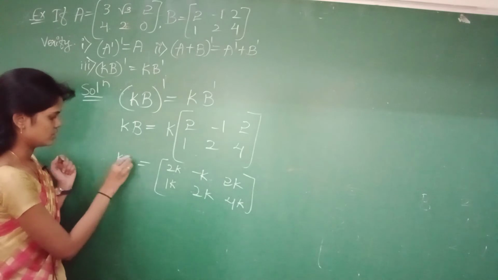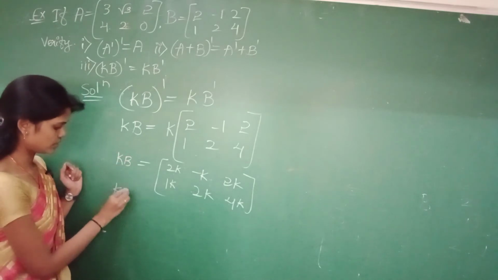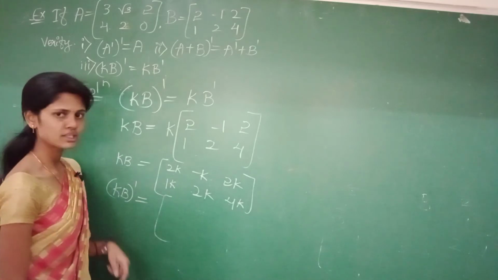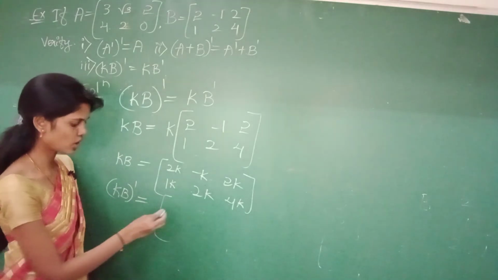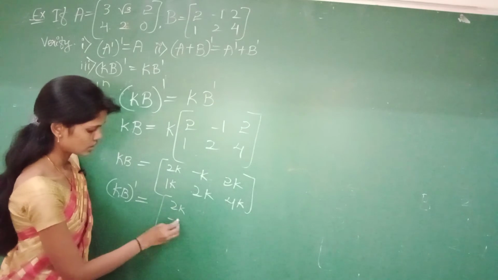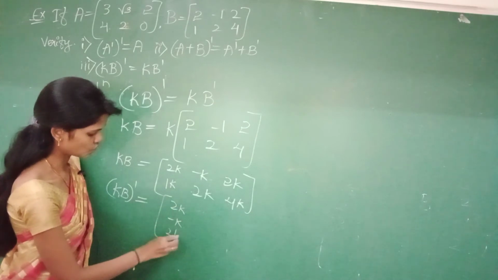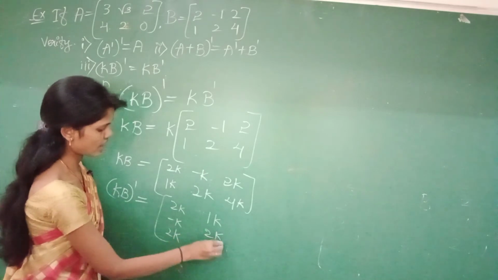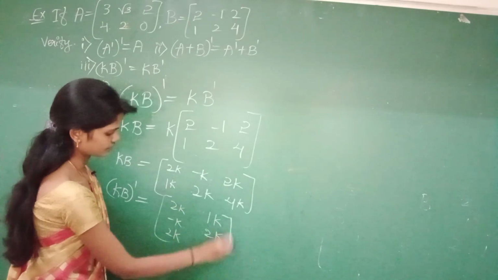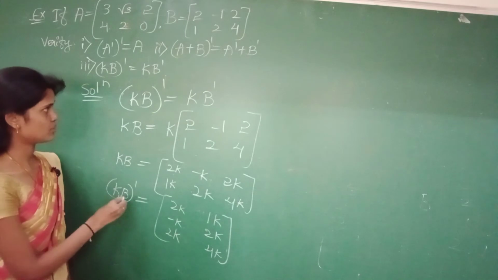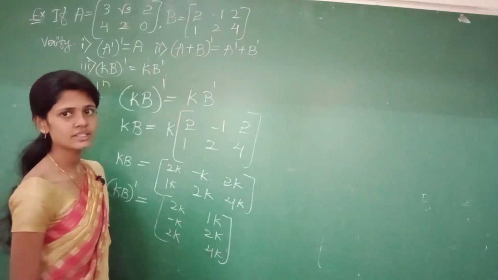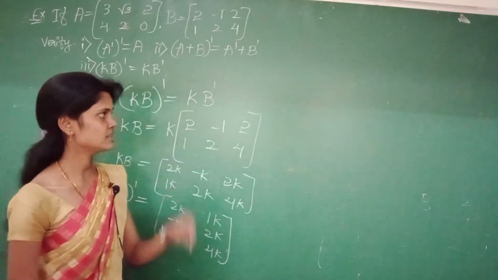It is kB. What we actually want is (kB)'. So the transpose of the matrix is interchanging the rows and columns. 2k, minus k, 2k, 1k, 2k, and it is 4k, right? That is our (kB)', which is equal to, what is in the RHS, kB'.